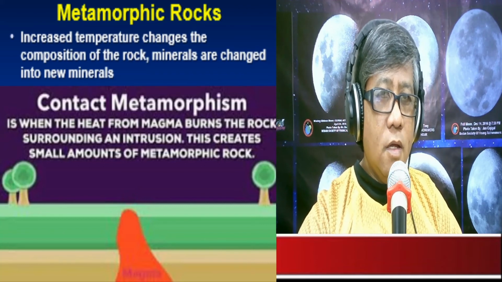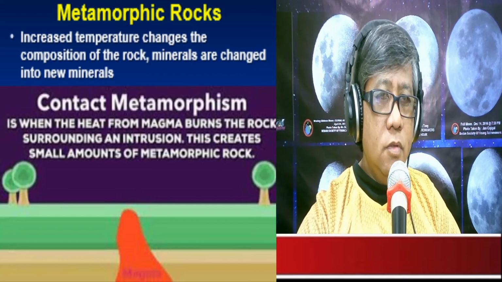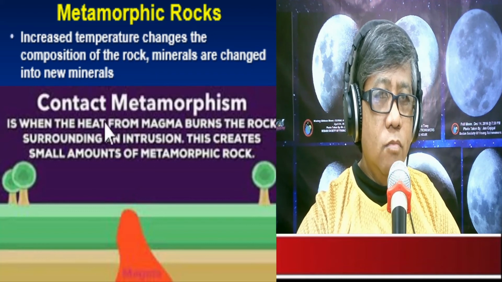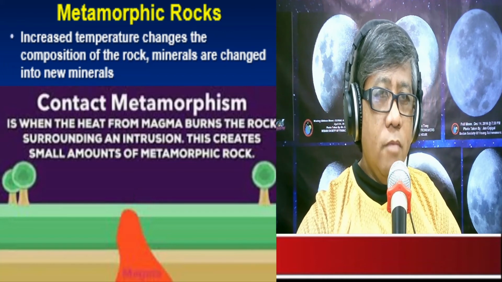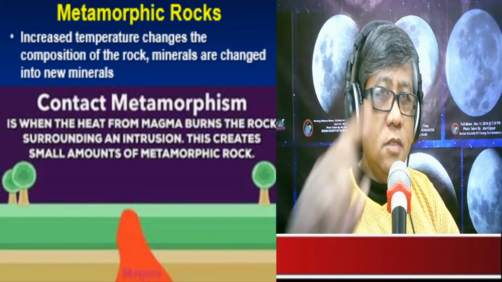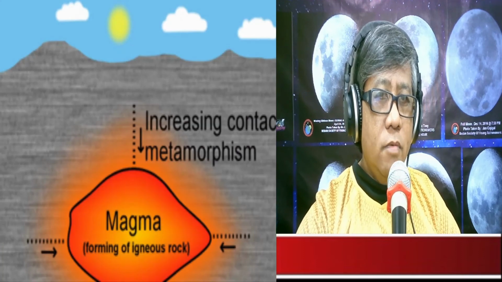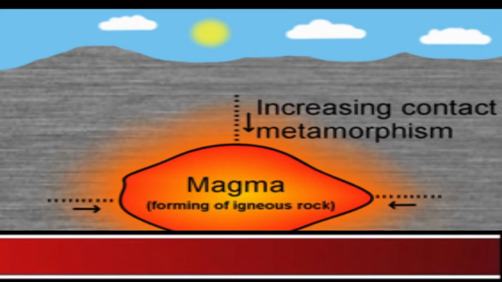So in contact metamorphism, the heat from the magma burns the rock surrounding an intrusion. This creates a small amount of metamorphic rock. So contact metamorphism involves increase in temperature because of magma. Everybody kindly take a look at this diagram. So we have magma and we have here the surrounding rocks. Magma heats up the surrounding rocks.